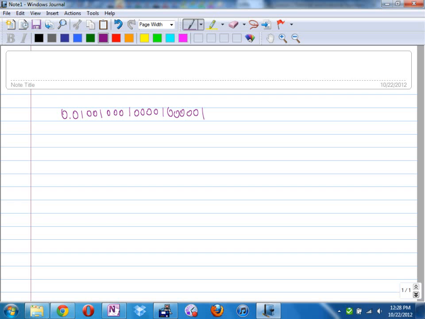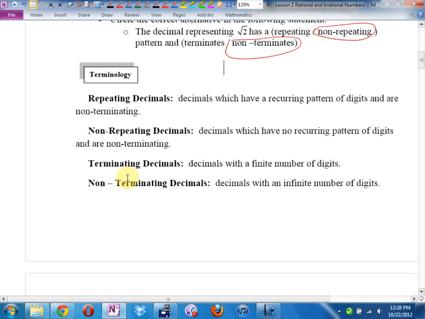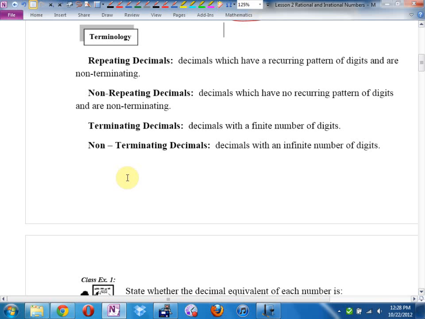This is not repeating, but if I do this, non-terminating. Then we have non-repeating decimals, which have no recurring or repeating pattern of digits. There may be some kind of pattern, like the one I just did with you, but they're not terminating, and there's not a pattern or group of numbers repeating over and over. Terminating, that's the easy one. They come to a stop. Decimals with a finite number of digits. Non-terminating, decimals with an infinite number of digits.